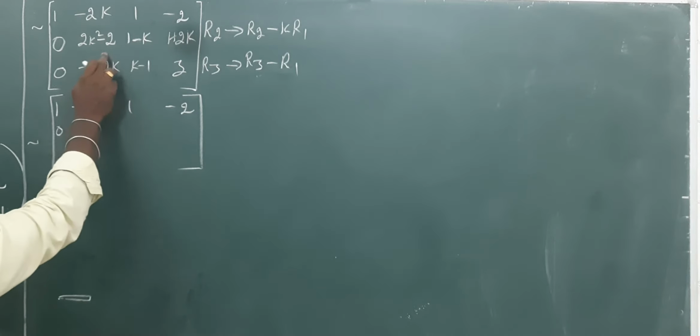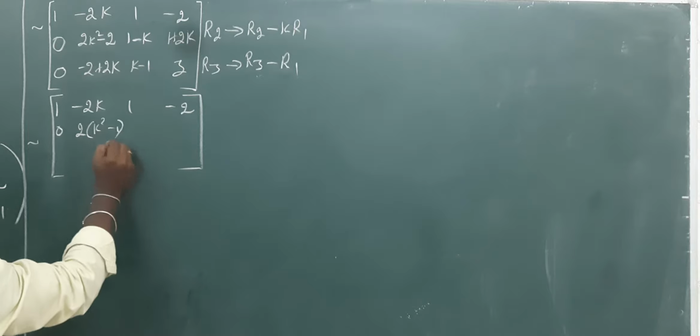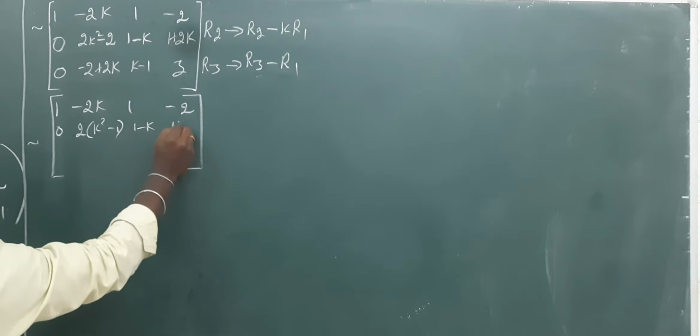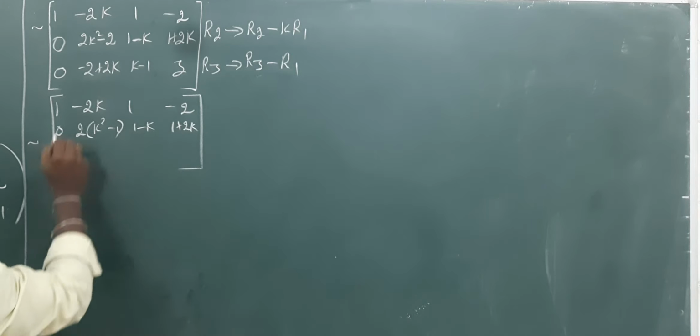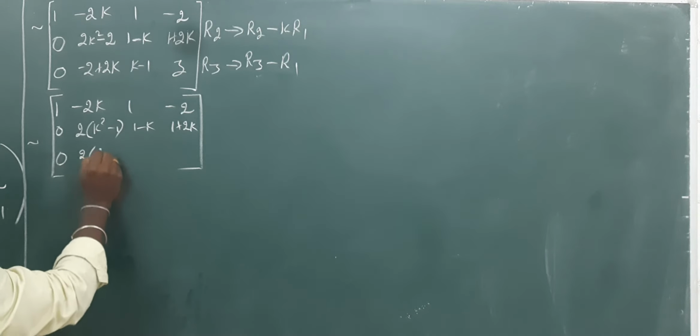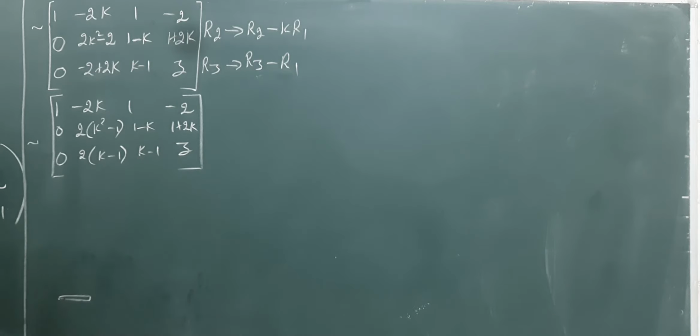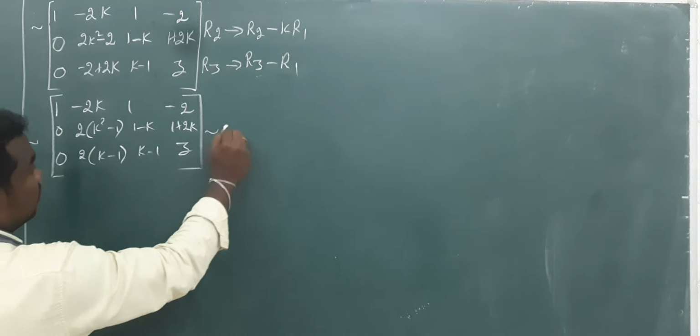Row 2, take 2 as a common factor. So that is k square minus 1, 1 minus k, 1 plus 2k. And next is row 3, take 2 as a common factor. So k minus 1, k minus 1, 3. Now we will simplify this step. K square means the next step will come.